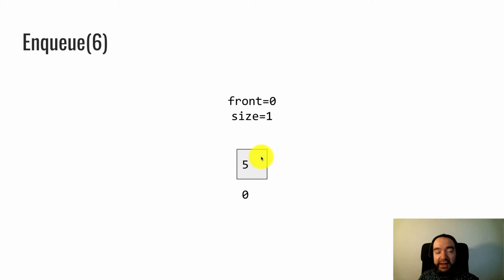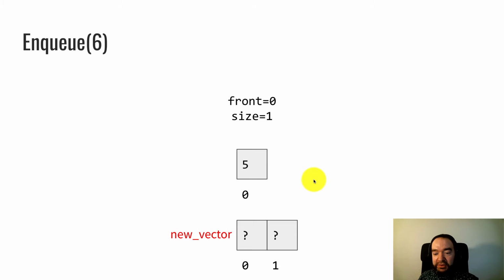Alright, now let's say I enqueue 6. Well, this is going to trigger another resize because the vector is currently full. The size of the queue is equal to the size of the vector. So the new vector will be created with size the maximum of 2 times the current size, or 1. 2 times 1 makes 2. The maximum of 2 and 1 is 2. So the new vector will be size 2. And from now on, that maximum won't do anything. We'll be doubling the capacity of the vector every time.